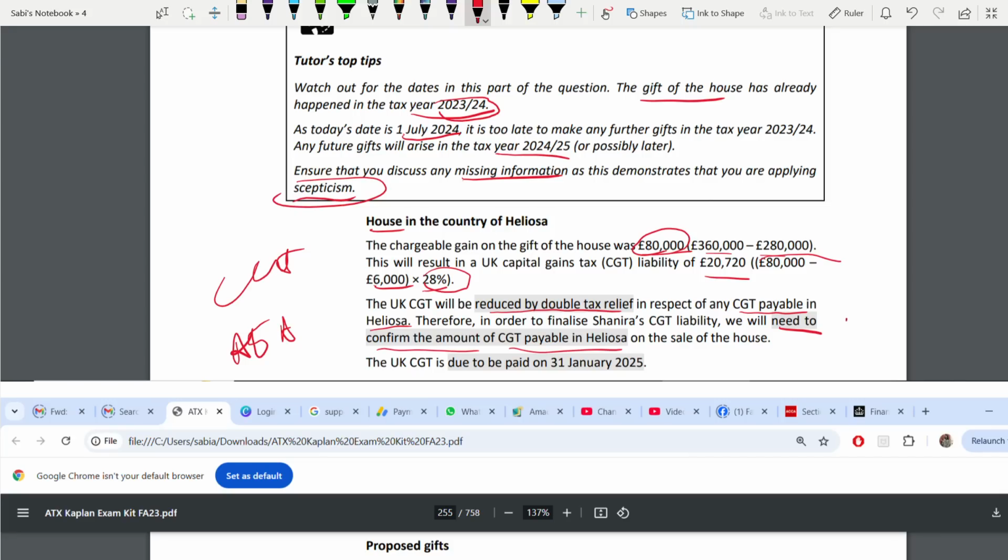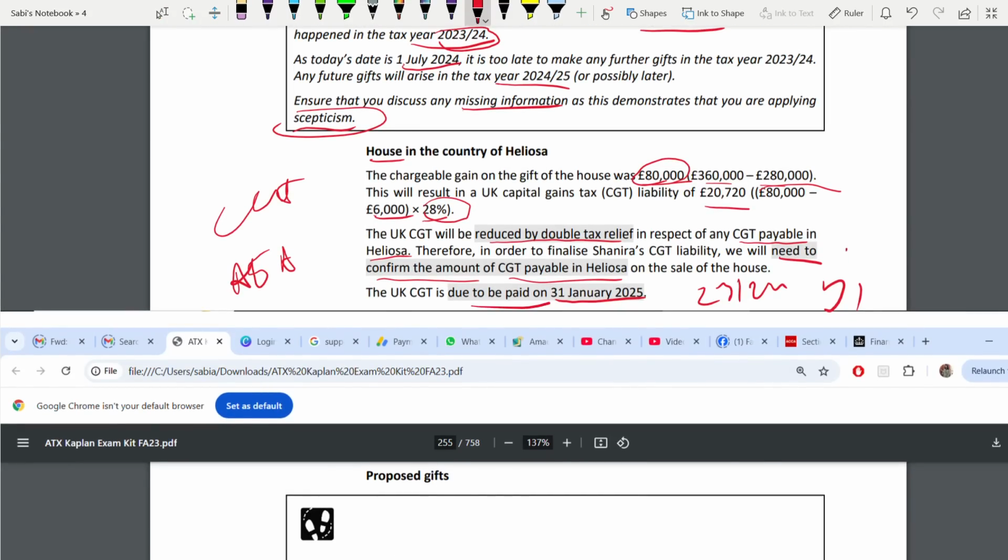Next, the due date they asked you. When is the due date? This is CGT, and it is 23/24, so it will be 31st Jan 2025. The UK CGT will be payable on this date. The dates are always written at the end after you do your calculation and calculate CGT. So first you calculate your CGT, first para. Second, you talk about missing information, like how much you paid in Heliosia, and third is the date of payment. This is regarding only the house.